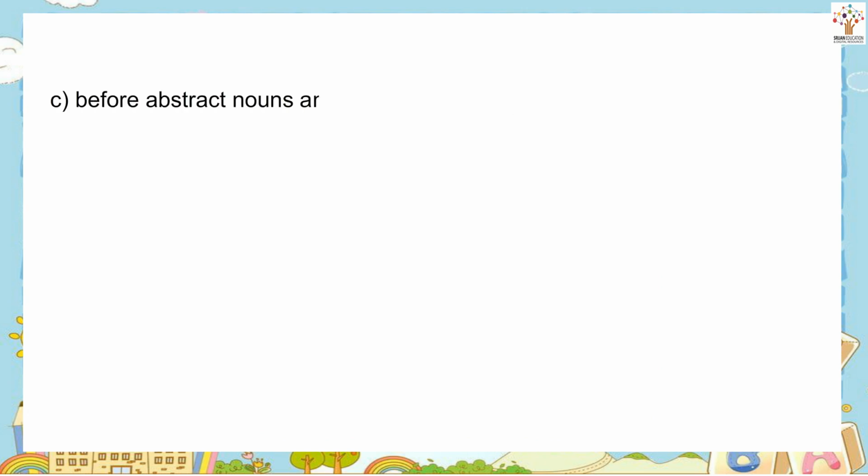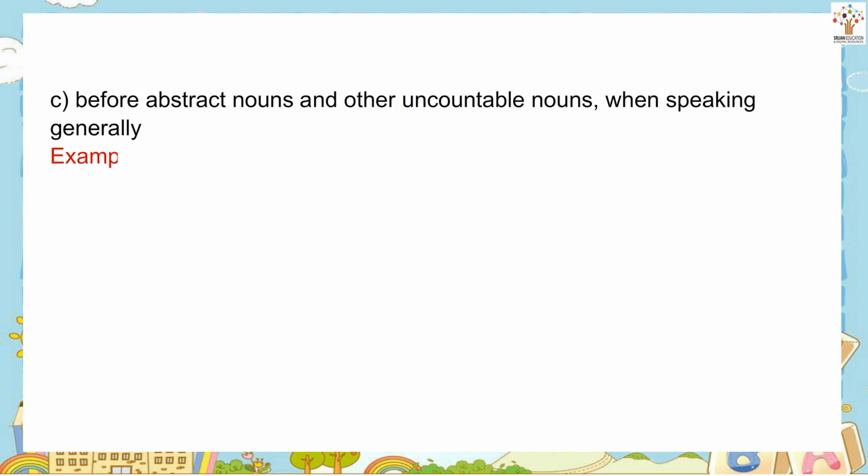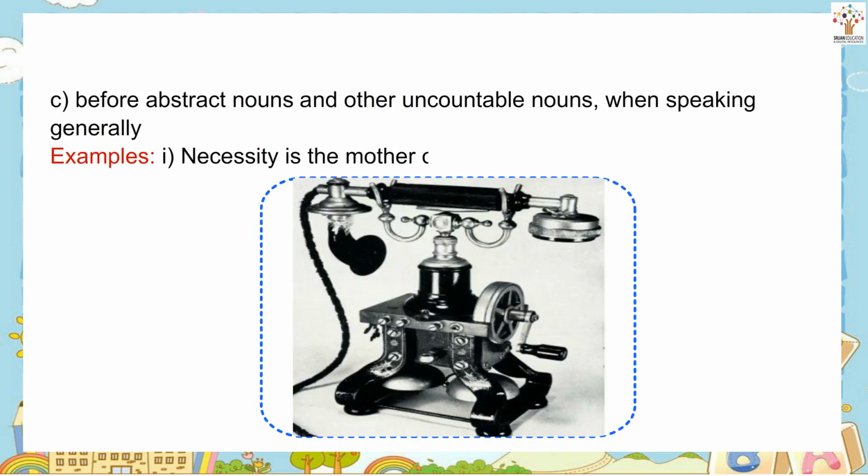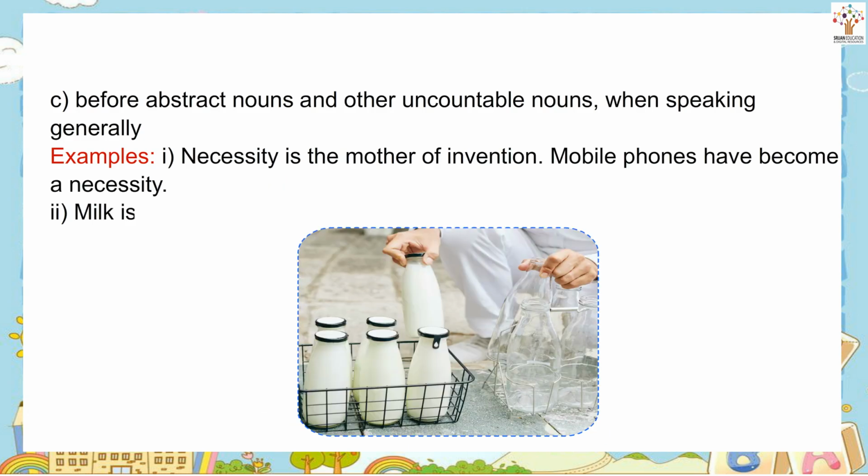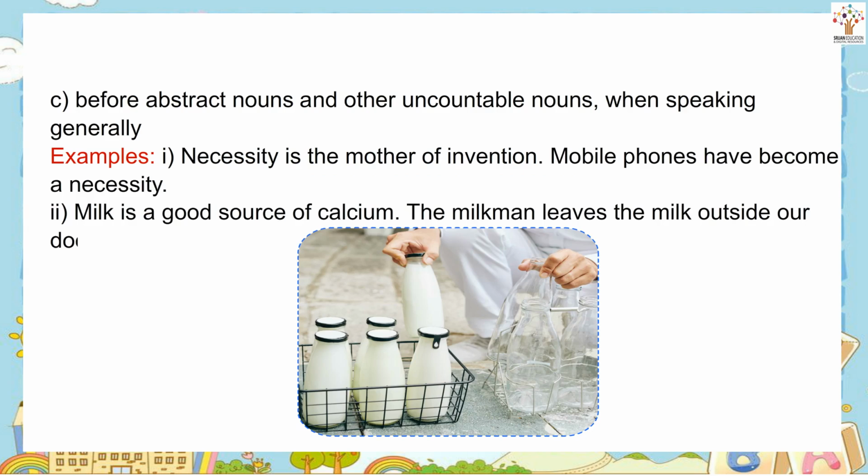Before abstract nouns and other uncountable nouns when speaking generally. Examples: necessity is the mother of invention. Mobile phones have become a necessity. Milk is a good source of calcium. The milkman leaves the milk outside our door every morning.